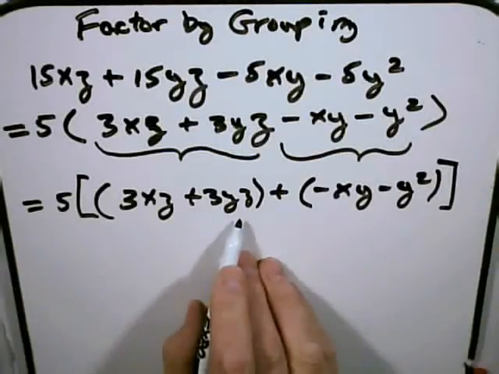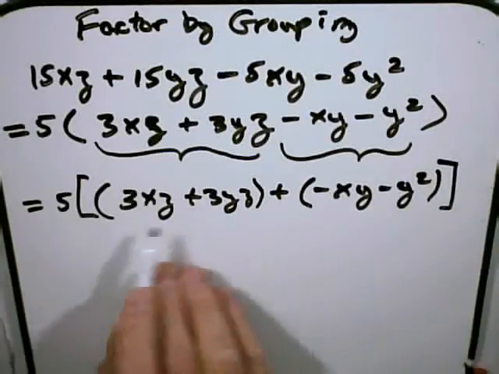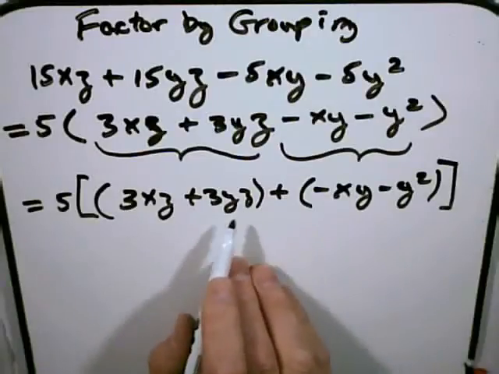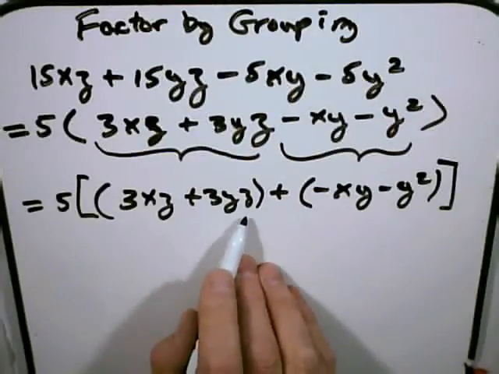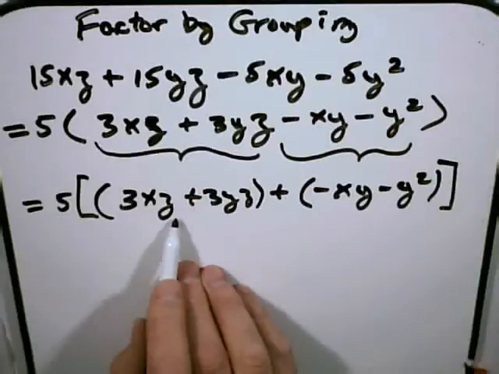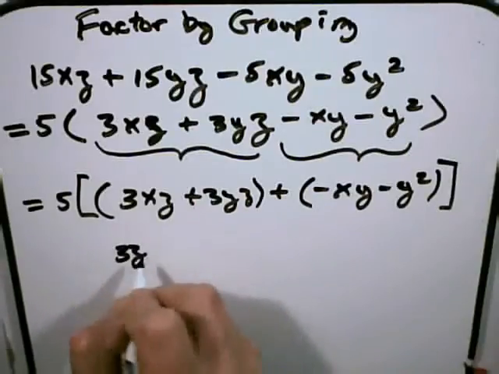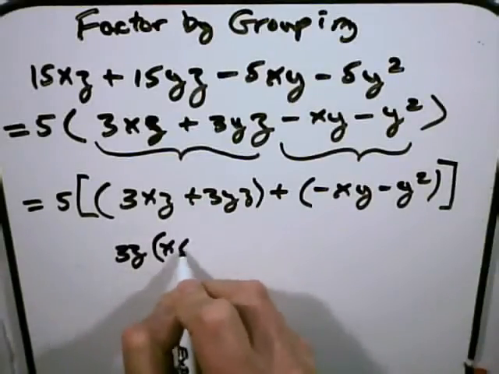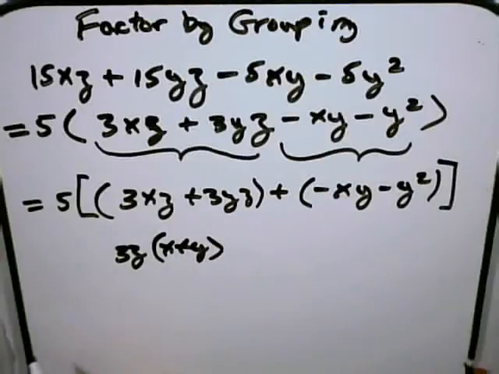Take a look at the first of the parenthetical expressions, this first binomial. There's a common stuff in there. Yep, I see a 3 and a z. And what's left over at the end? x plus y.